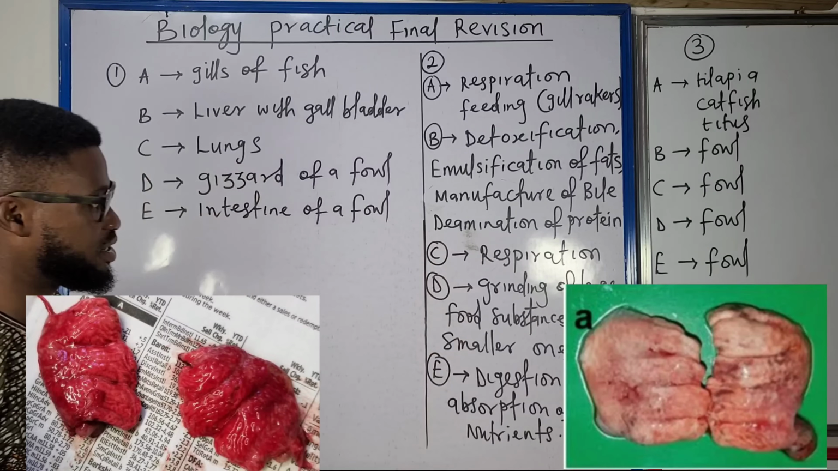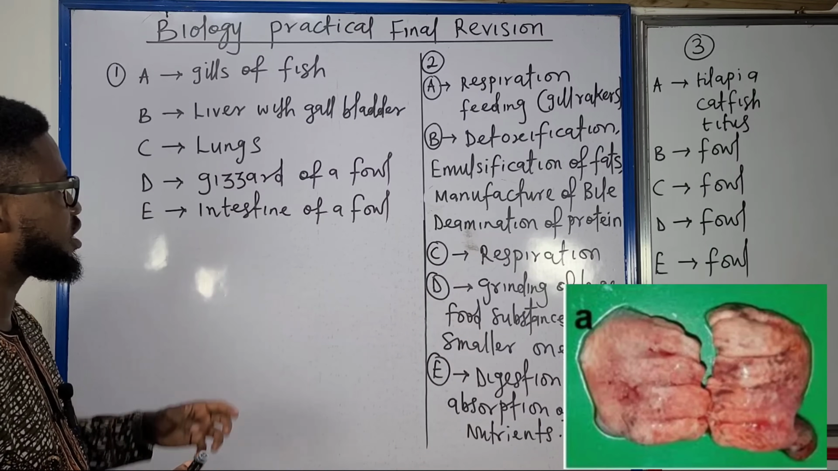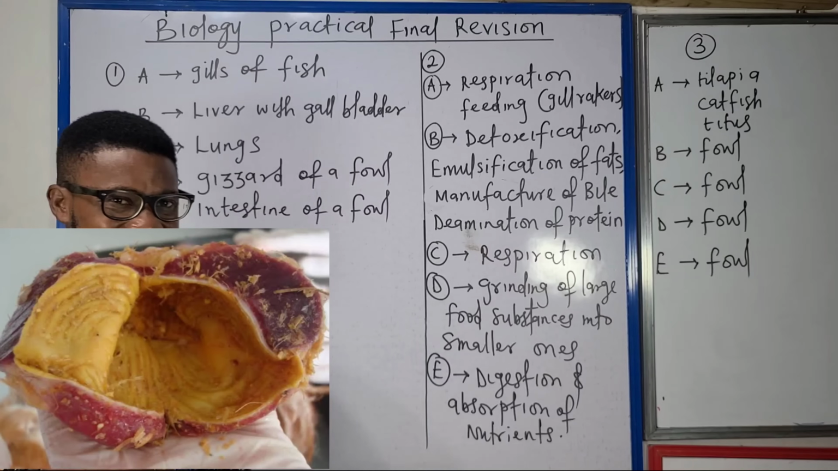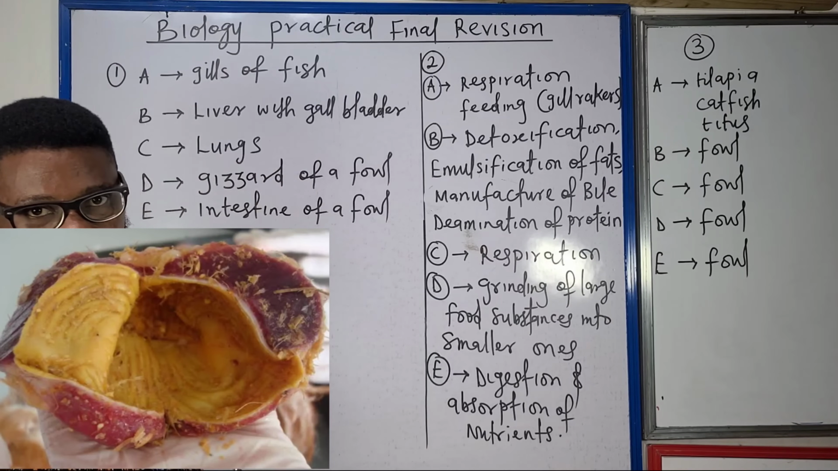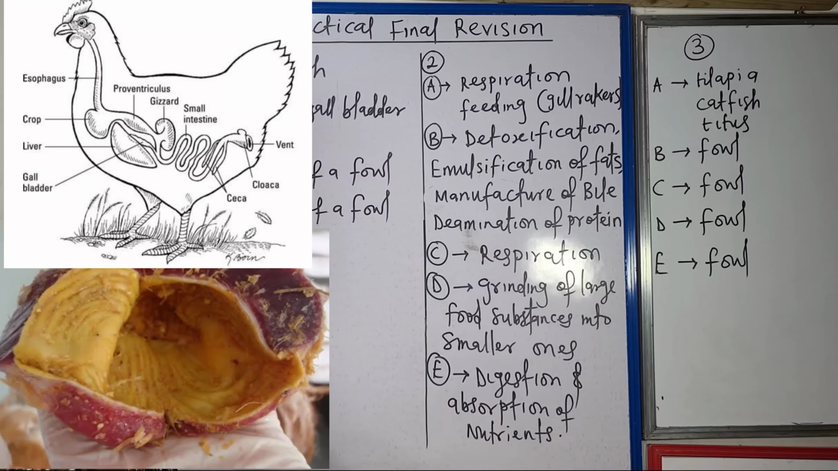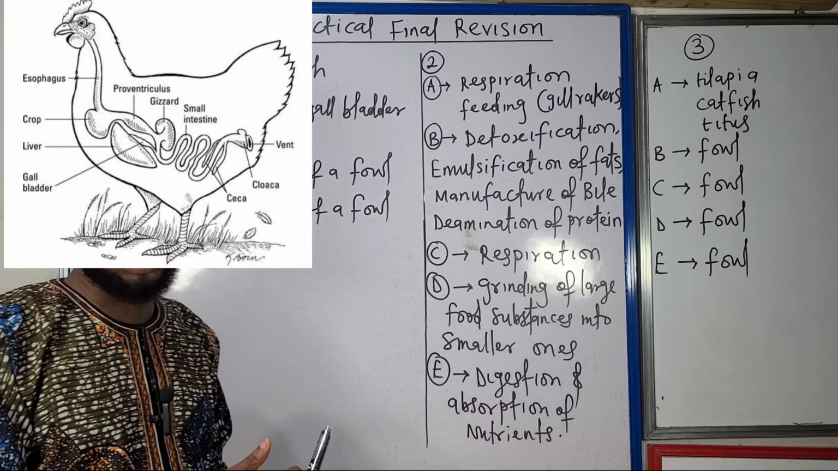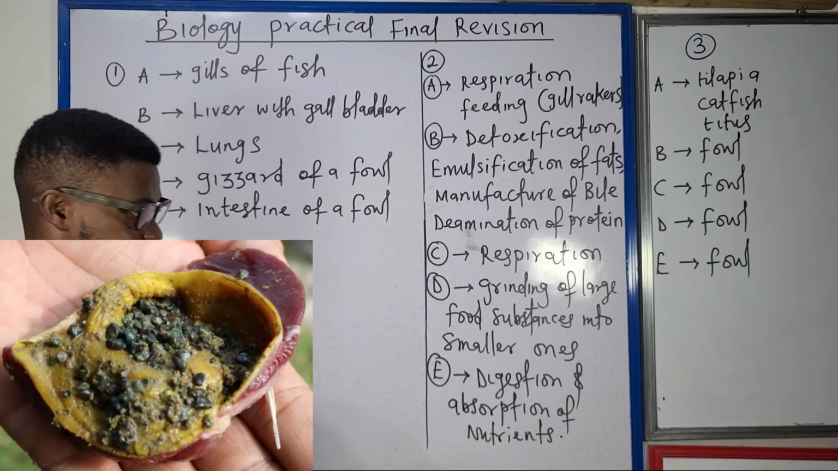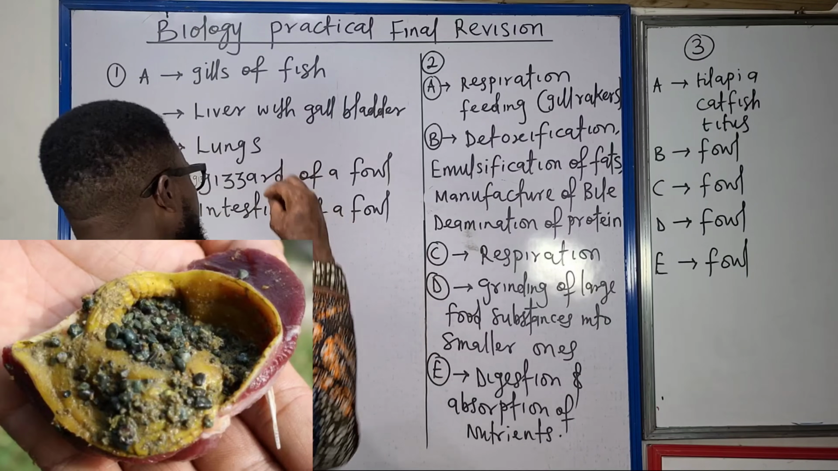The lungs are primarily for respiration, and then D talks about the gizzard of a fowl. As you can see on your screen, the gizzard is muscular, and its function is that it helps to grind large food substances into smaller ones, which then move into the intestine. So that is what the gizzard is for.